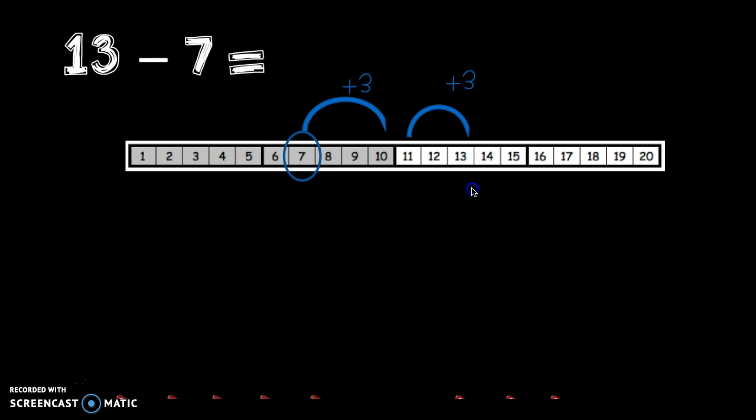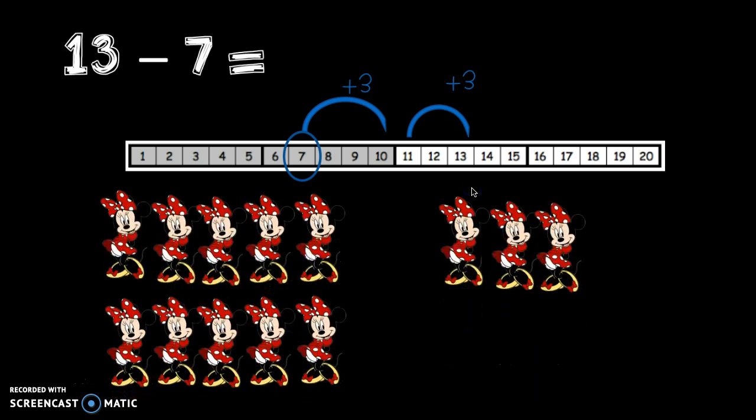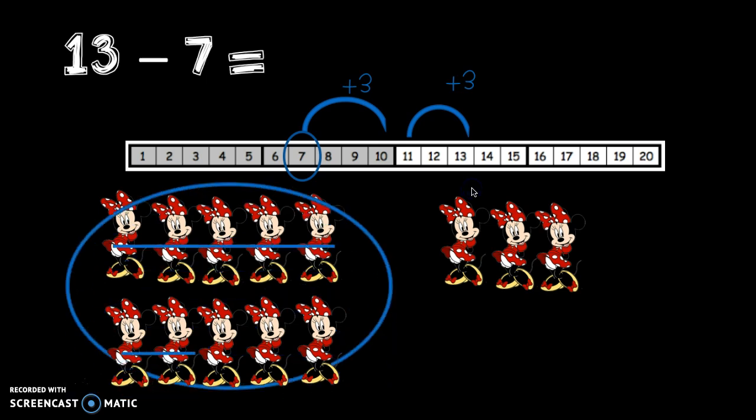Let's see. Let's try playing it out in our picture and see if we get the same answer. If I have 13 minis, there's my 10 group right there. I'm going to subtract my 7, just like I've been doing. And now how many minis do you see left? Do you see 6? Oh, good.